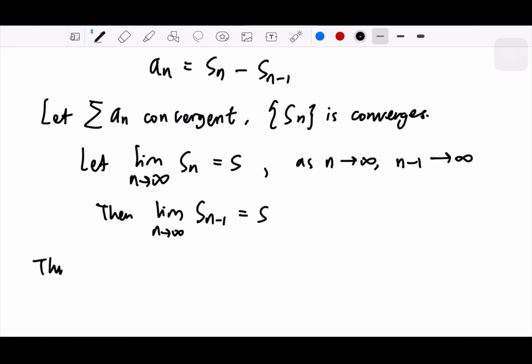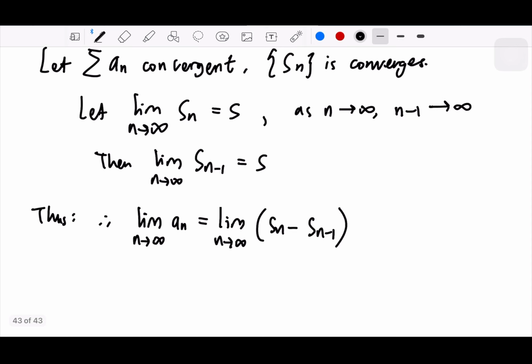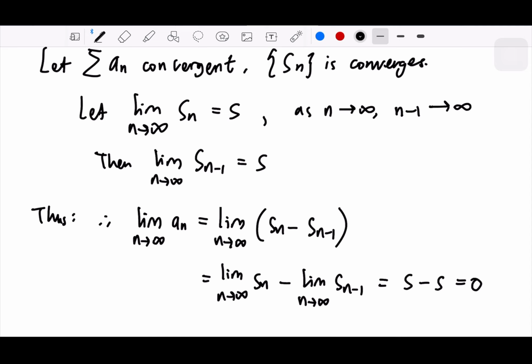And thus, as a conclusion, the limit of the sequence is equal with the limit of Sn minus Sn minus 1, or we can separate these two limits. This is, at the end, it will be s minus s, which is 0.